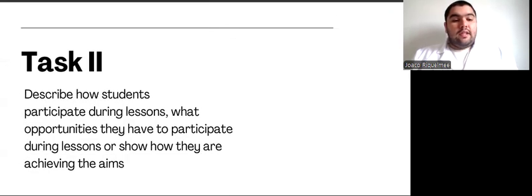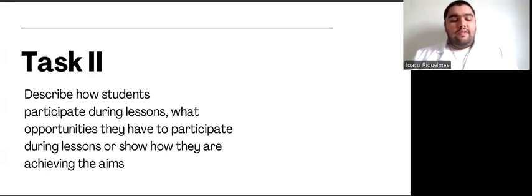And then we have task two: describe how students participate during lessons and what opportunities they have to participate during lessons or show how they are achieving the aims. From my point of view, the lessons that my teacher does are quite structured. She is an experienced teacher, so I could see that, as I said before, she is structured.